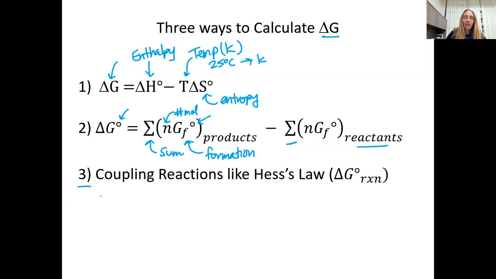The third way we can calculate is using coupling reactions. If we figure out how different things are produced, then we can add reactions together. This is just like Hess's law. If we add reactions together, we add the delta G values. Since we just have one reaction, I'm going to use the second equation to go through and calculate.